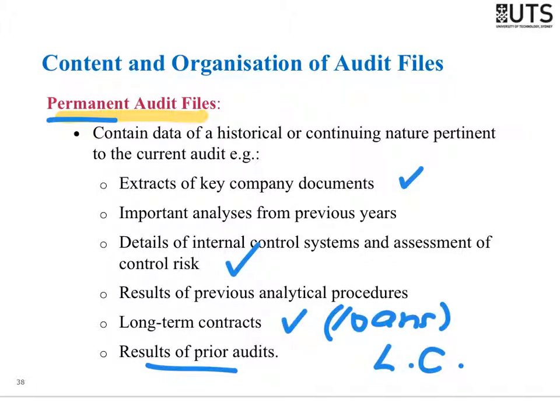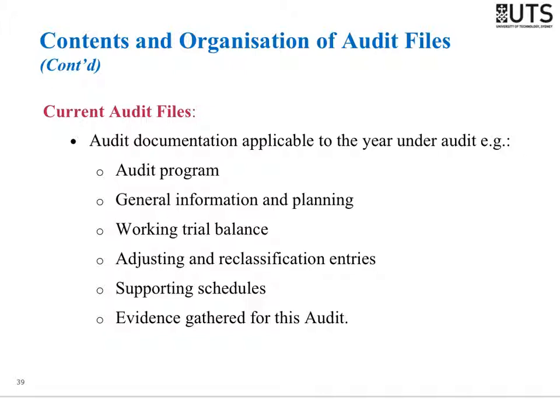That naturally goes into the next one, which is the current audit file. And as, again, the name suggests, this is all the documents or the client information for just that year, okay, for that audit. What do I mean? The audit program for that year. The evidence or the trial balance of documents for that year. The journals for that year. Evidence that we gathered for this audit in this year, okay? So invoices or anything like that that we gather for that particular year's audit will go into your current file.